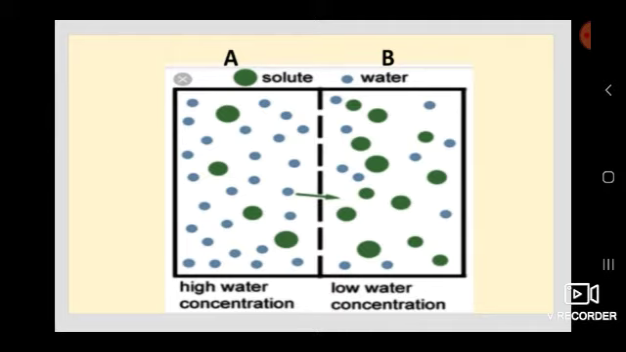So comparing these two chambers, in chamber A the water potential is high compared to B. Why? Because in chamber A, water molecules are more and solutes are less. Water potential means the free energy of water molecules. In A, more water molecules are present, so its kinetic energy is high, which means its water potential is high. In chamber B, water molecules are fewer in number, so its water potential is less compared to A.